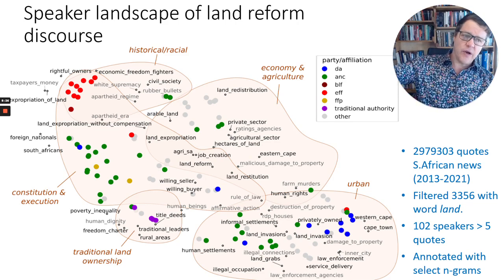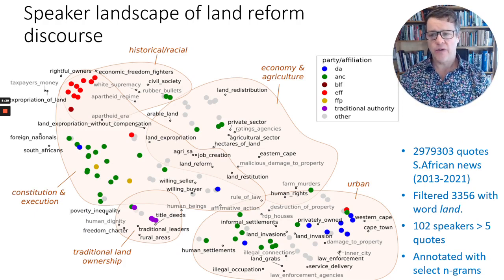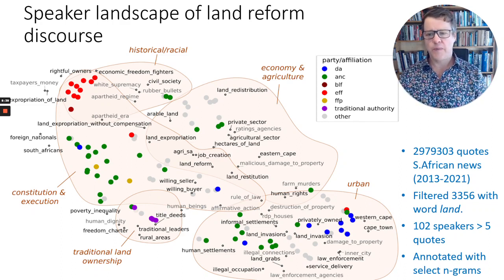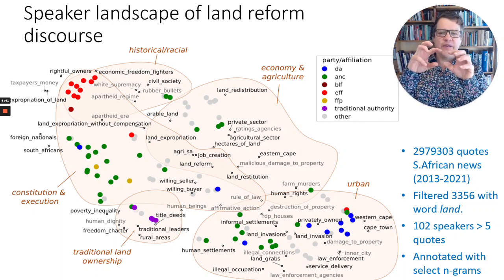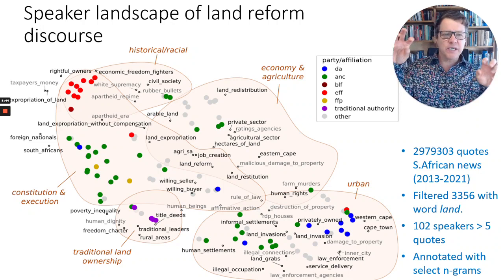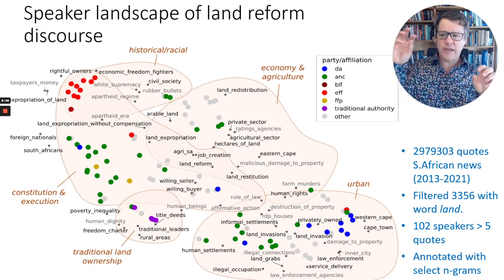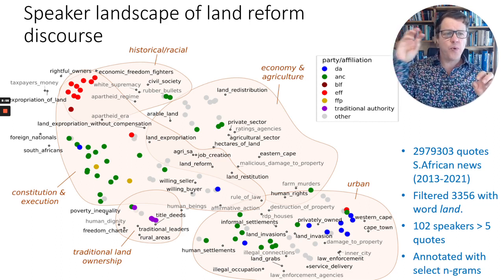On the top left of the embedding are the red dots. That's the Economic Freedom Fighters. We can call them a far left populist group. And you can see that the language landscape is split. It's polarized around land reform in South Africa between, on the top right, the Economic Freedom Fighters, the red group. Look at some of the language they use there: expropriation of land, white supremacy, apartheid regime. It's a pro-poor political and ideological group.